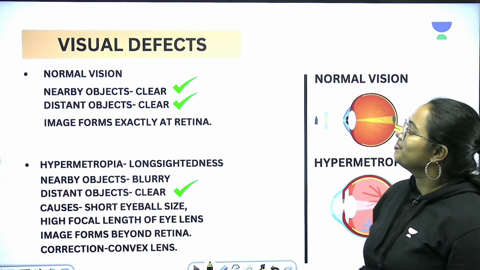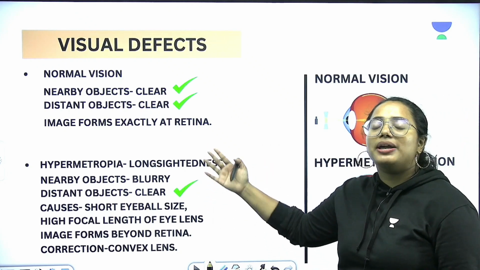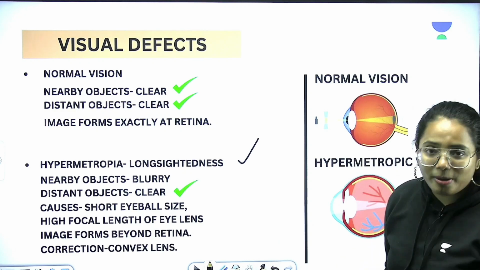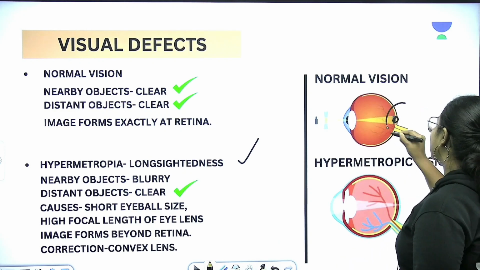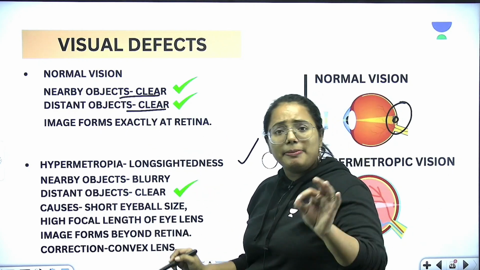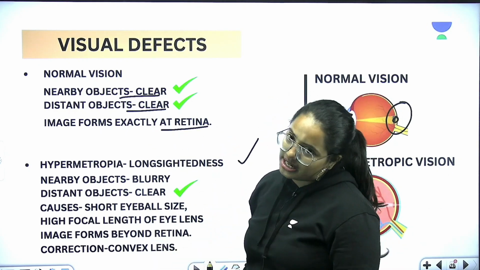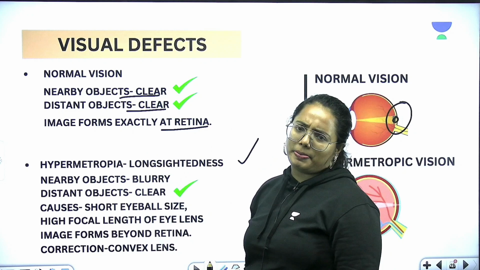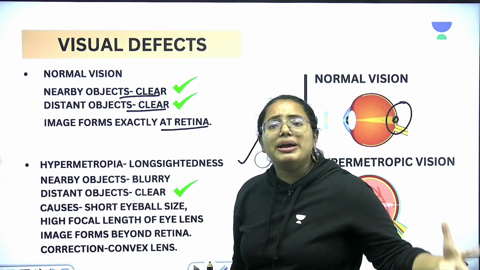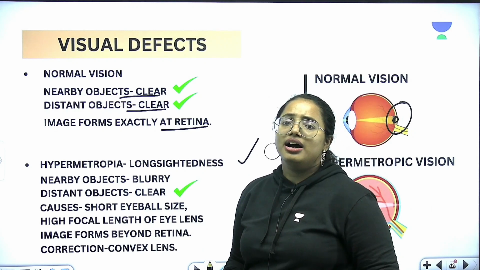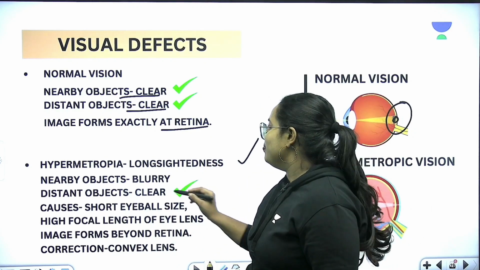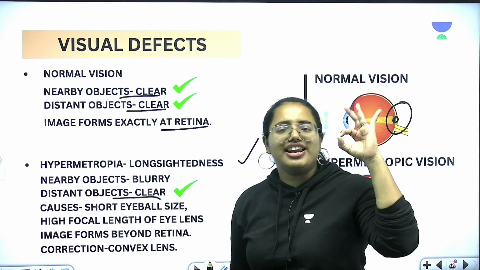It's nothing but hypermetropia, long sight. So look at the normal vision. If the person has a normal vision, the image is going to be formed exactly at retina. So the nearby objects are clear, distant objects are clear, image forms exactly at retina. But if the person has hypermetropia, nearby objects are going to be blurry. The person will not be able to see the nearby things very clearly. He is going to see the things very blurry.